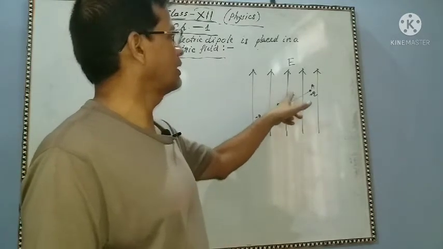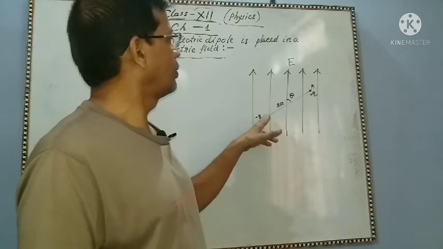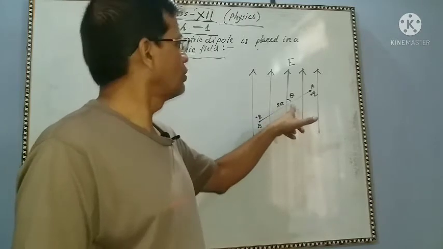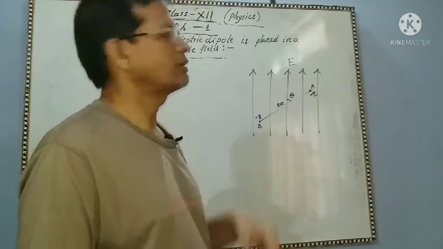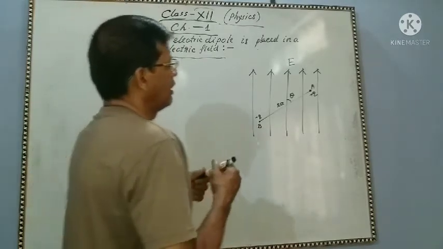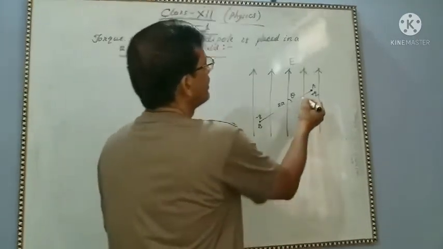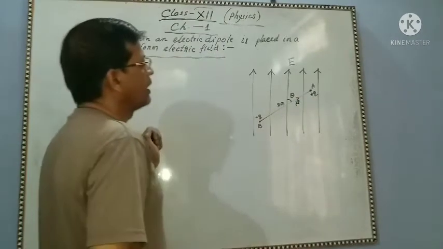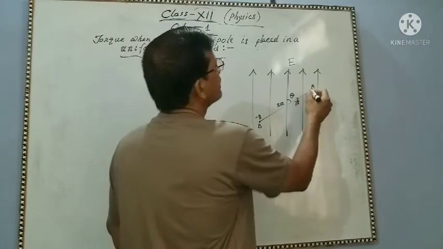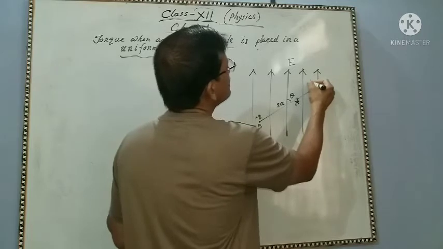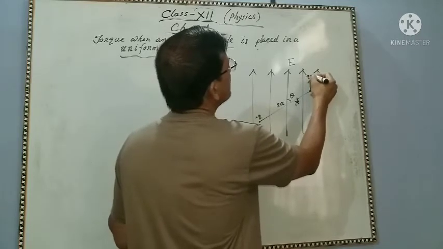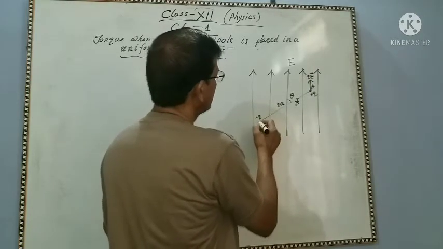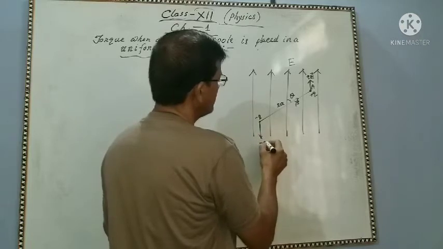So these are the uniform electric field, and we have placed an electric dipole whose length is 2a, which makes an angle theta with the electric field. So the direction of the P vector will be in this direction. Now what is the force on it? F equal to QE. So this is in this direction, QE. And what is the force on this? This is minus QE.